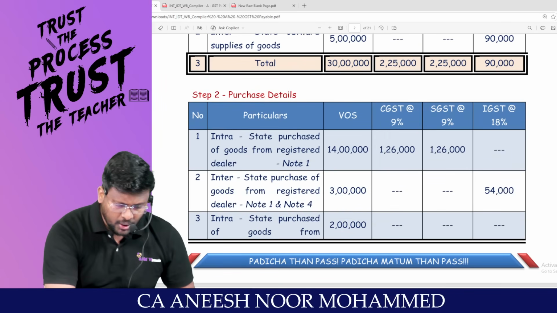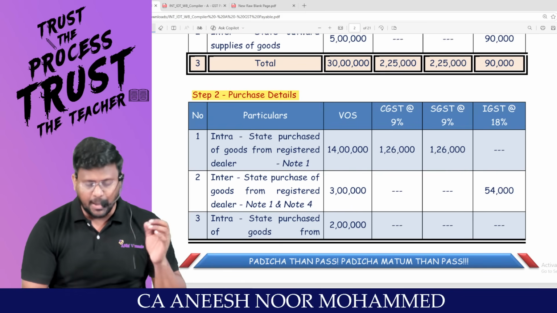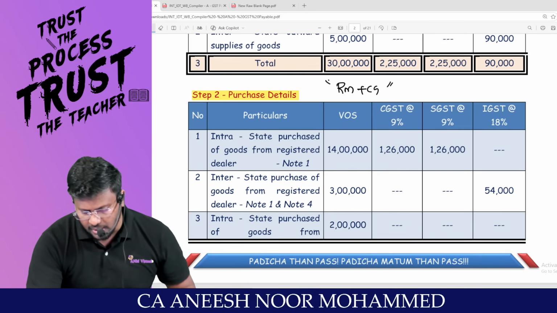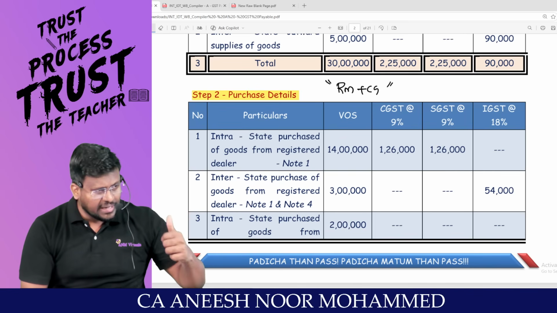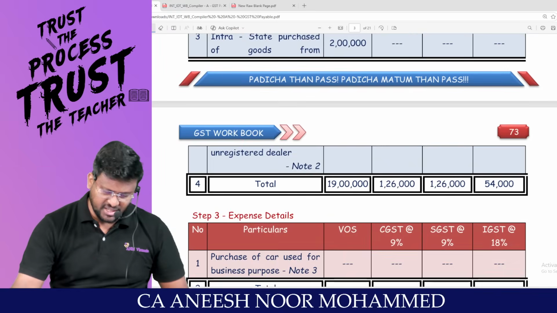Step number 2 is purchase details. That means raw material details or the capital goods. We will be purchasing raw material and capital goods, my dear lovable students. So raw material details and capital goods details, that's what should come in the purchase details.